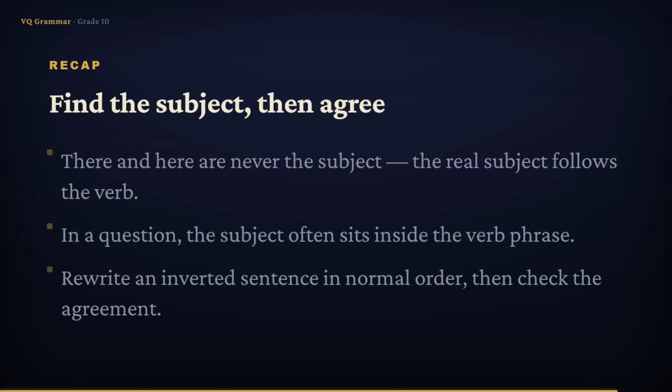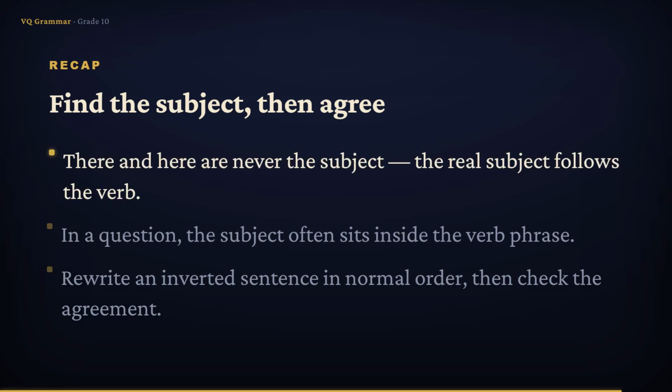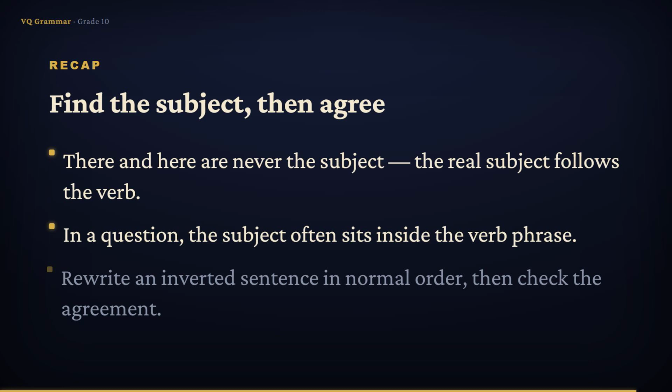Let's pull it all together. When a sentence opens with there or here, those words are never the subject. The real subject is waiting behind the verb. So, there are 2 seats left, never there's 2 seats left. In a question, the subject often sits right inside the verb phrase, wedged between the helper and the main verb. Does the price include tax?